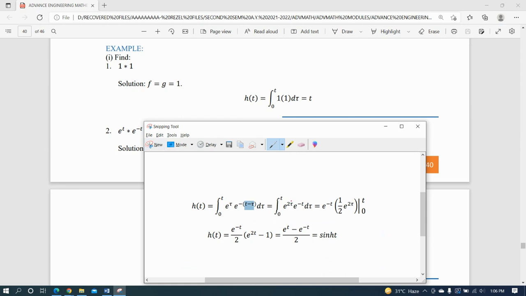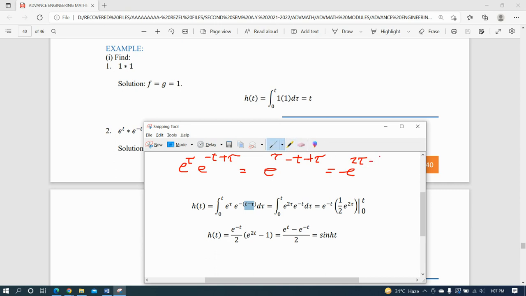Okay, so itong e raised to t times e raised to negative tau, I'll simplify this, guys. Gawin ko na e raised to negative t plus tau. Pwede nating pagsamahin yan. So, magiging e raised to tau minus t plus tau, plus tau, and that is now equal to e raised to 2 tau minus t.